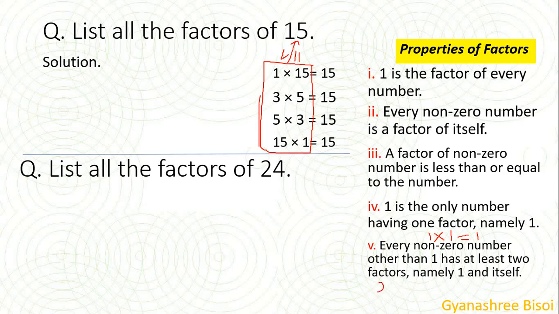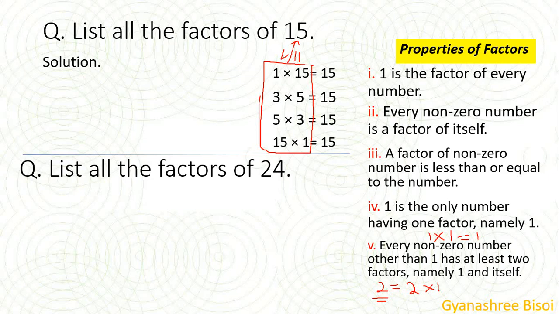Okay, let's take 2. How many factors does it have? 2 equals 2 multiplied by 1. Is there any other way to multiply two numbers to get 2? No, right? So 2 has only 2 factors, that is 2 and 1.